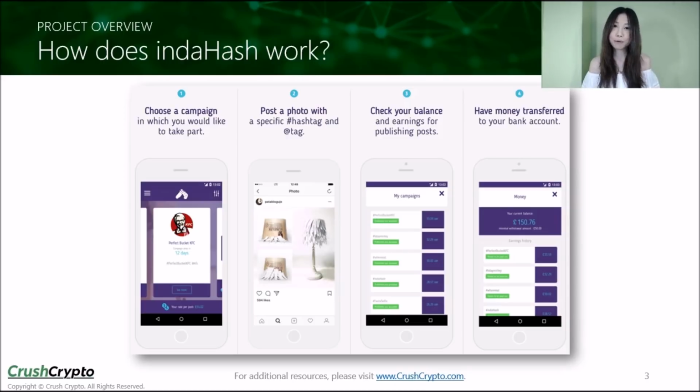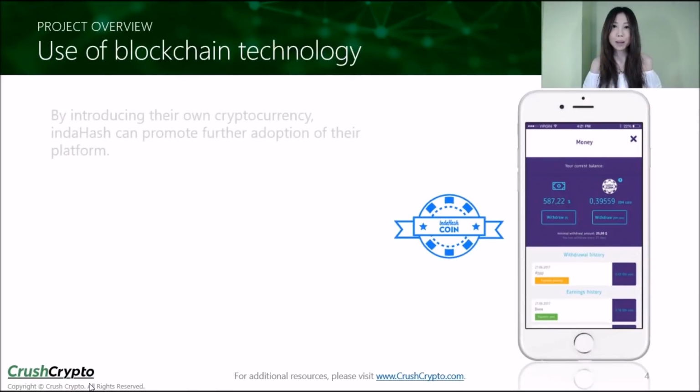Influencers in the existing platform are paid by indaHash in terms of CPM, engagement, view, or content. indaHash is in turn paid by the various brands. By introducing their own cryptocurrency called the IDH token, indaHash will be able to promote further adoption of their platform.